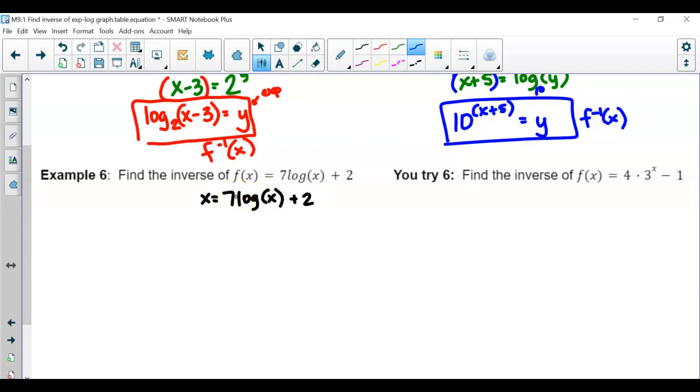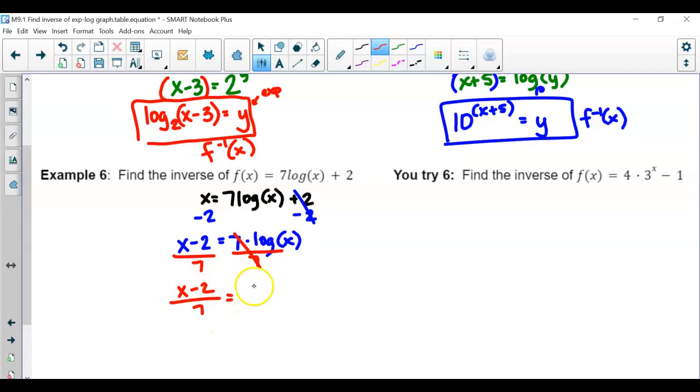We always add or subtract first. So I'm going to subtract 2 from both sides. So x minus 2 is equal to 7 times, if we need to, we can add that dot there to represent multiplication, log x. Now, again, we still got to get the log by itself, but it's being multiplied by 7. So now I'm going to divide both sides of the equation by 7. So now x minus 2 divided by 7 is equal to log of x.